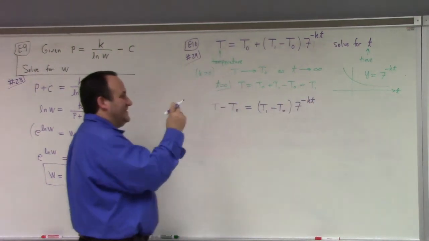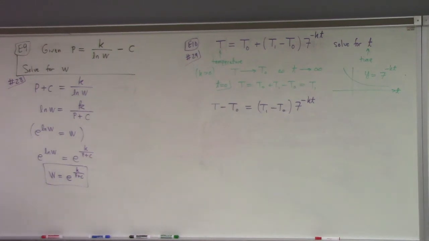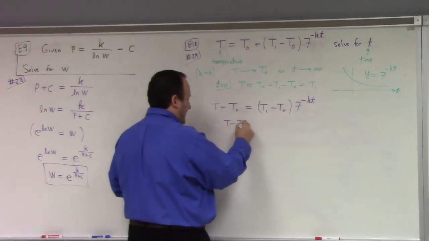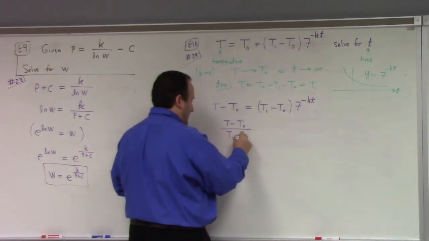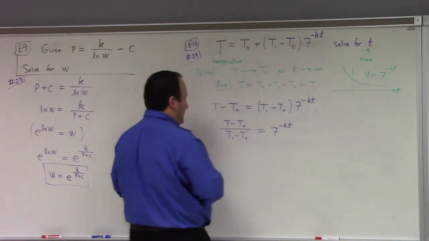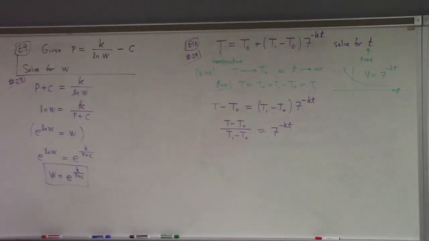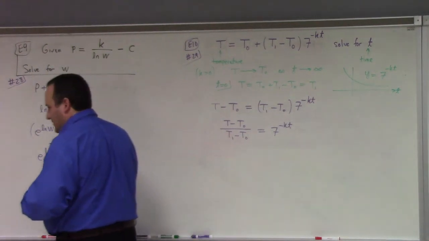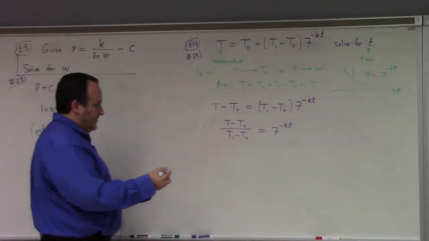So our goal is to isolate little t, right? So the next thing I would do would be to divide by that coefficient in front. So this gives me (T minus T naught) divided by (T1 minus T naught) equals 7 to the minus kt, right? I've almost isolated little t now. What can I do next? I could take natural log, right? But I think the better choice here is to take log base, what? Yeah, log base 7. I think that's a good choice. So log base 7 on both sides, what do we get?